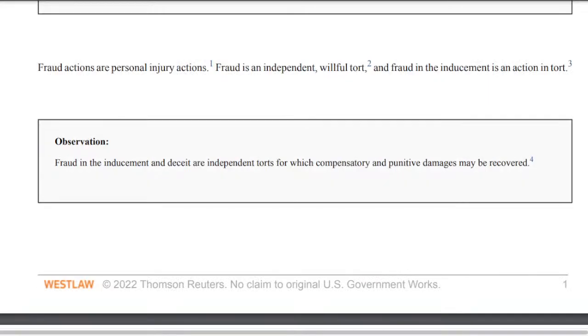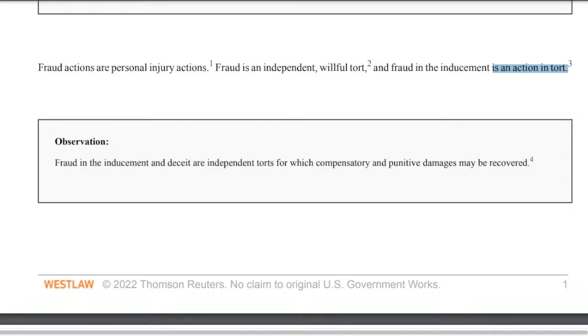So fraud actions are personal injury actions. Fraud is an independent, willful tort. And fraud in the inducement is an action in tort. Fraud actions are personal injury actions. Fraud is an independent, willful tort. And fraud in the inducement is an action in tort.